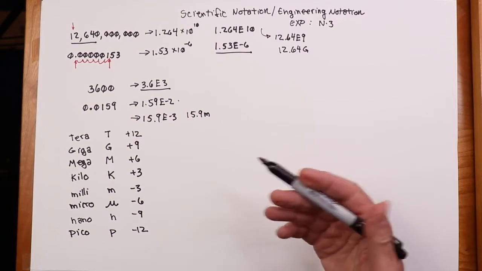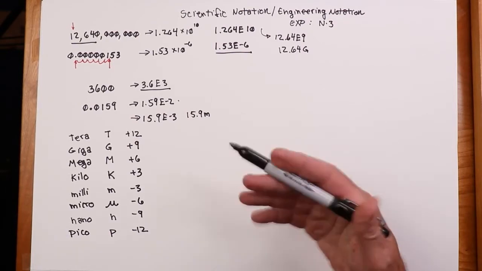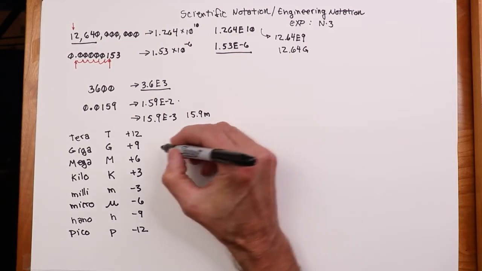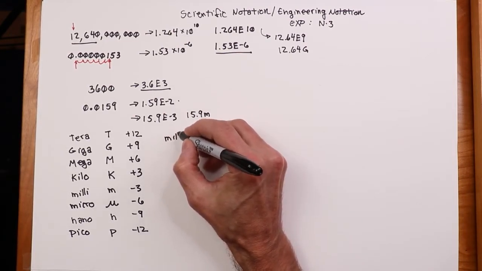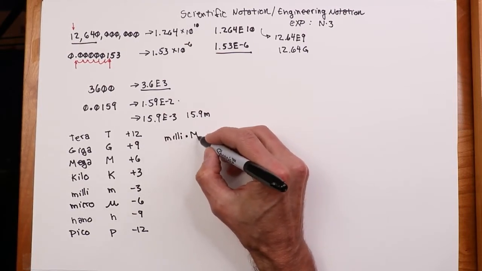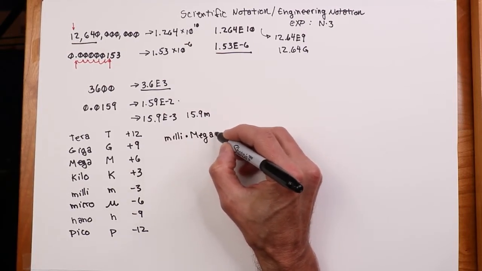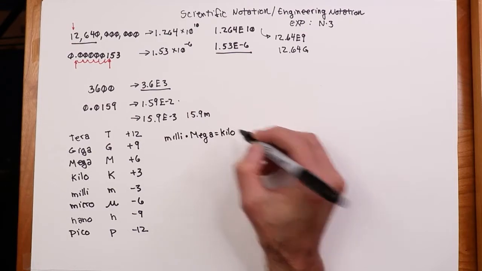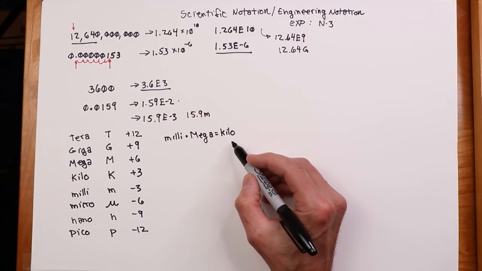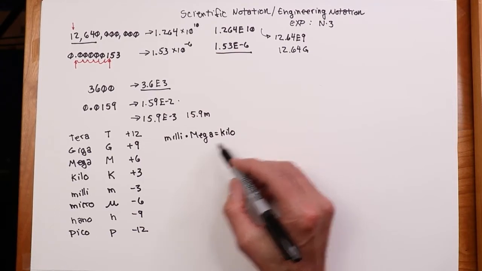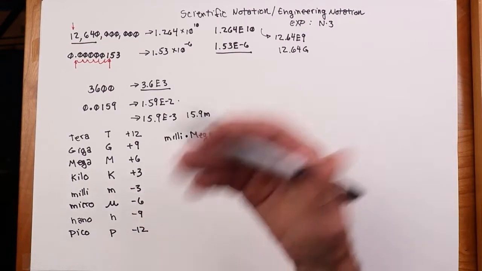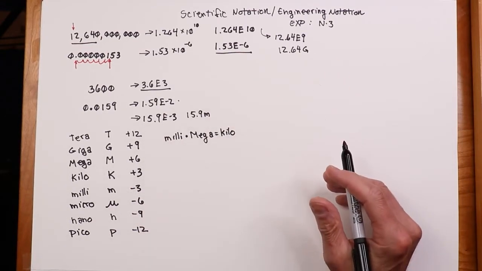And after a while, you kind of remember little shortcuts. For example, after a while, you will remember that milli times mega will get you kilo. Okay, that's 10 to the minus third, that's 10 to the sixth, and that's 10 to the third, right? Minus 3 plus 6 is 3, which leads us into the mathematical manipulations.